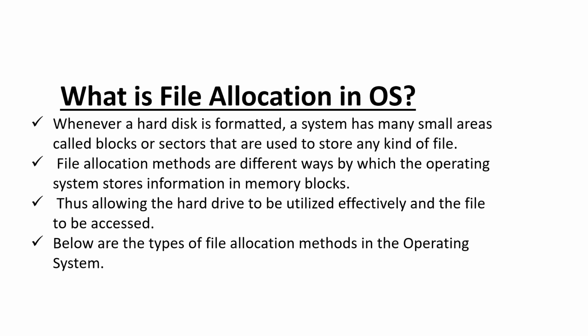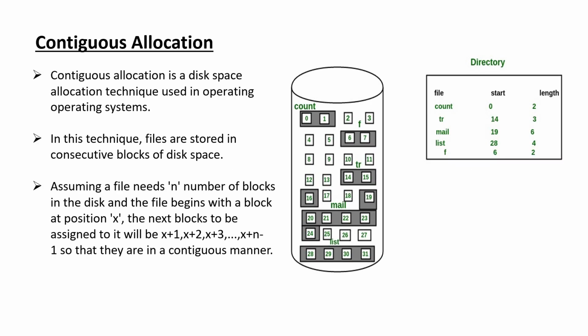What is file allocation in OS? Whenever a hard disk is formatted, a system has many small areas called blocks or sectors that are used to store any kind of file. File allocation methods are different ways by which the operating system stores information in memory blocks, thus allowing the hard drive to be utilized efficiently and the file to be accessed.